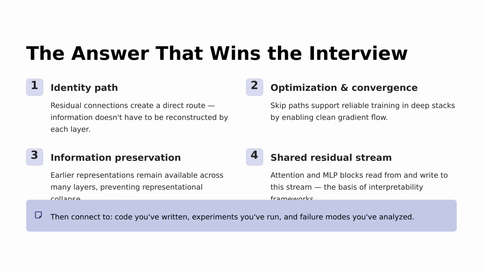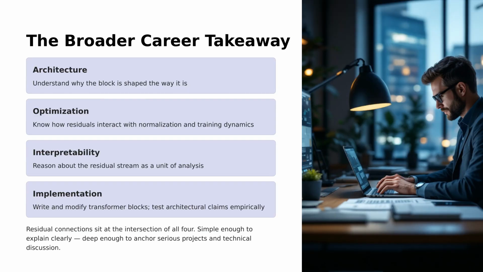The key interview answer is that residual connections matter because they give the model a stable path to carry information forward. That helps optimization by keeping gradients clean, preserves earlier representations instead of overriding them, and creates the shared residual stream that both attention and MLP layers update. In practice, I'd tie that directly to code I've written, experiments I've run, and the failure modes I've investigated in deep transformer stacks.